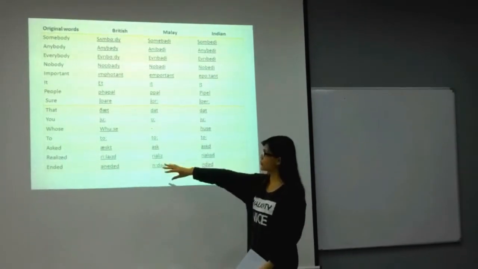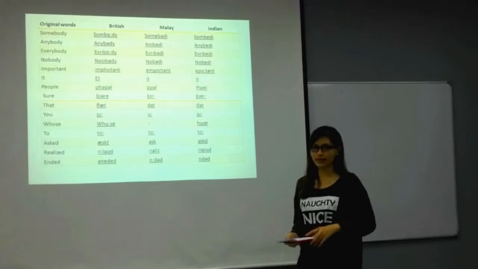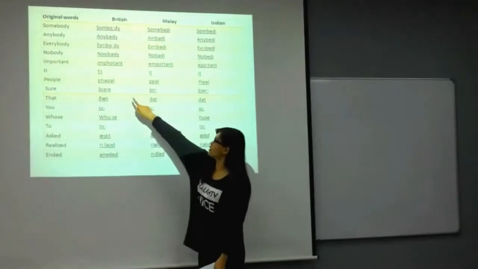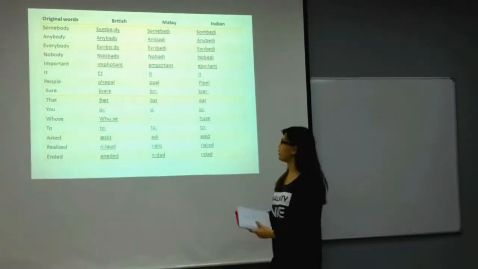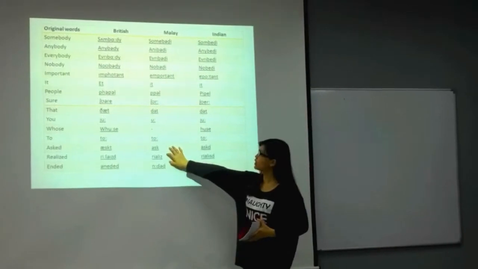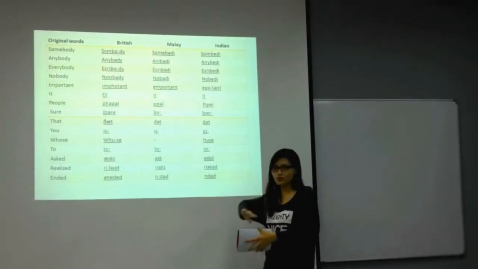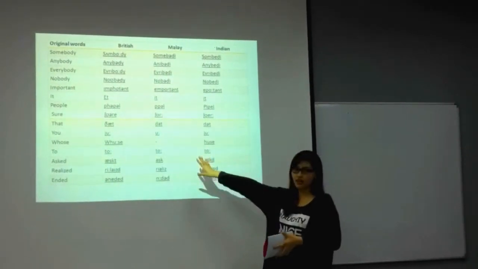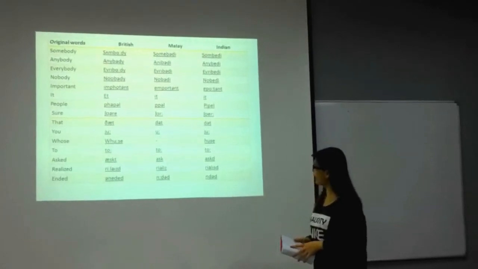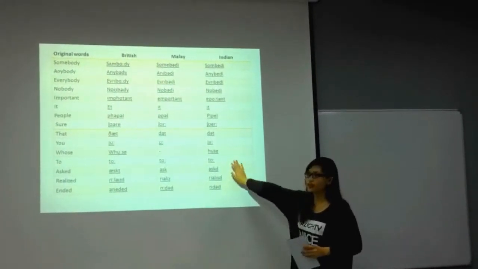And the next one is "important". For British, he'll say "important", like "important". He will stress on the word PH. For the Malay girl, she will pronounce it as "important". I mean, no stress on the word H or no stress on the word R. Meanwhile, for the Indian, he'll pronounce it like "important".